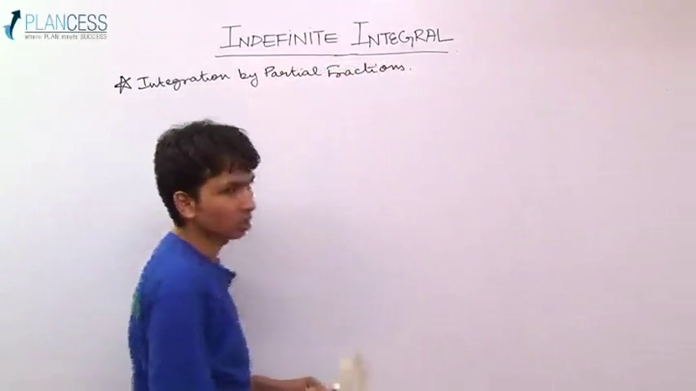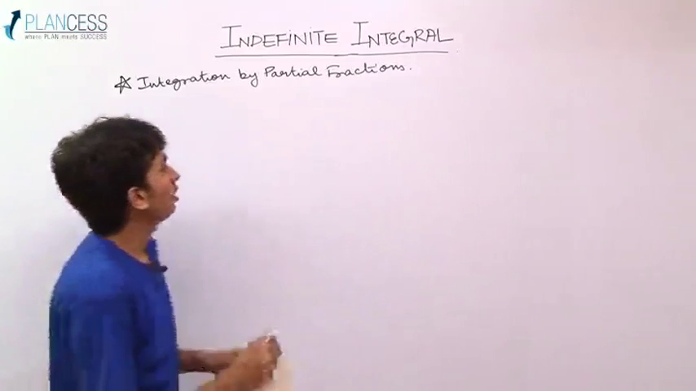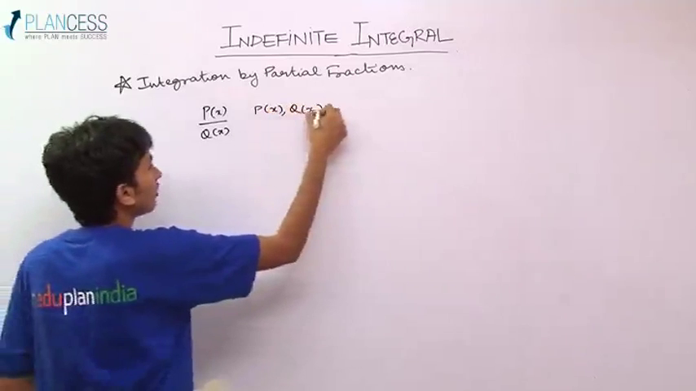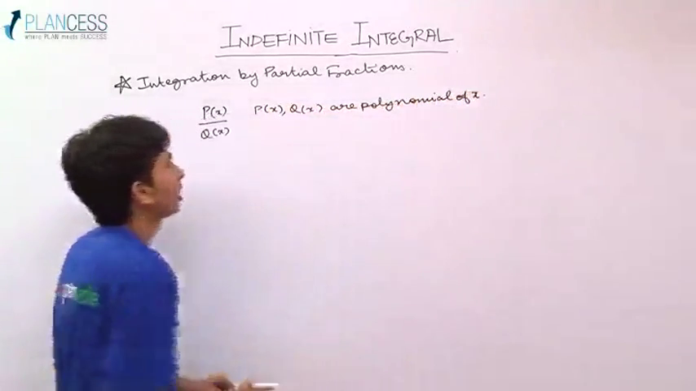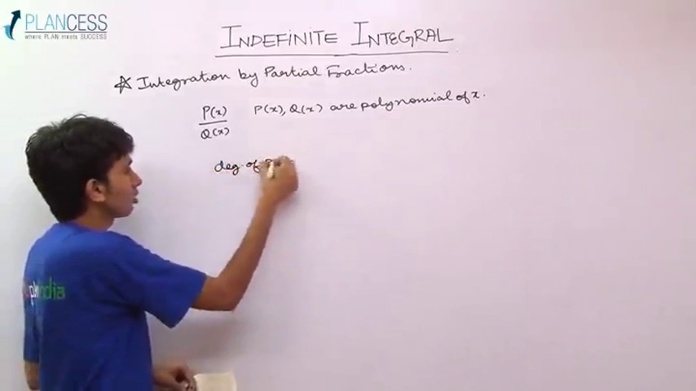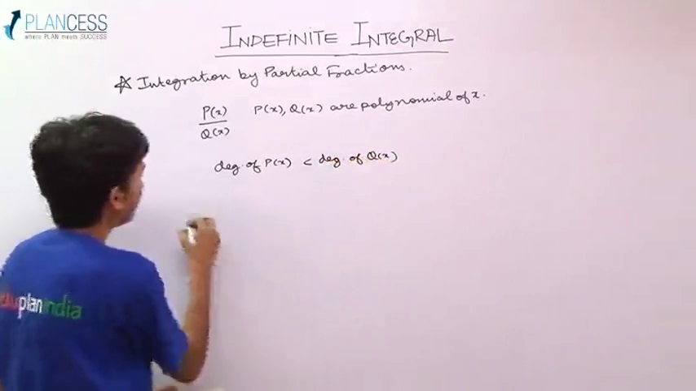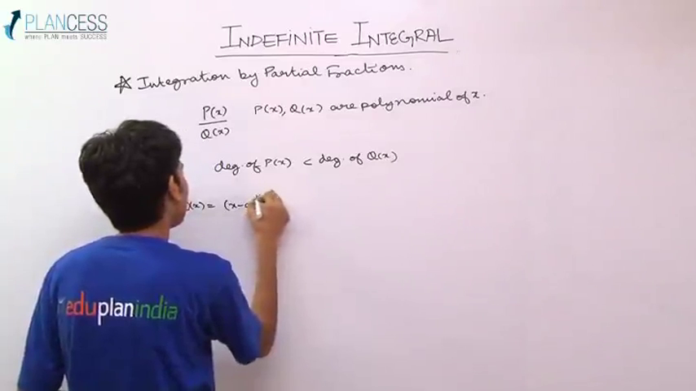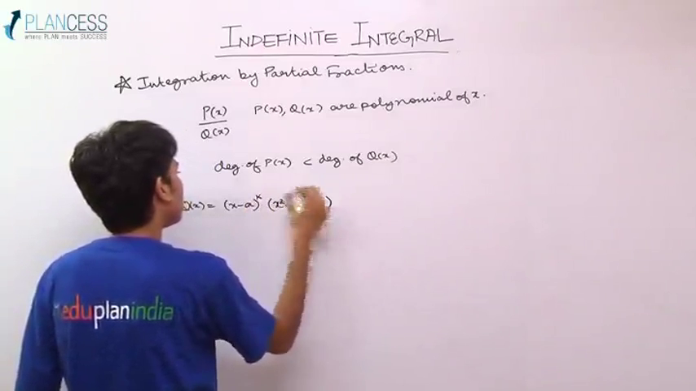So first let me define what the method of partial fractions is, and then you will automatically get to know why it is helpful. Basically, if we have p(x) upon q(x), where obviously p(x) and q(x) are polynomials of x. The method that I am going to tell is that if the degree of p(x) is less than the degree of q(x), then if q(x) is (x minus a) raised to k times (x square plus alpha x plus beta) raised to p, and so on.